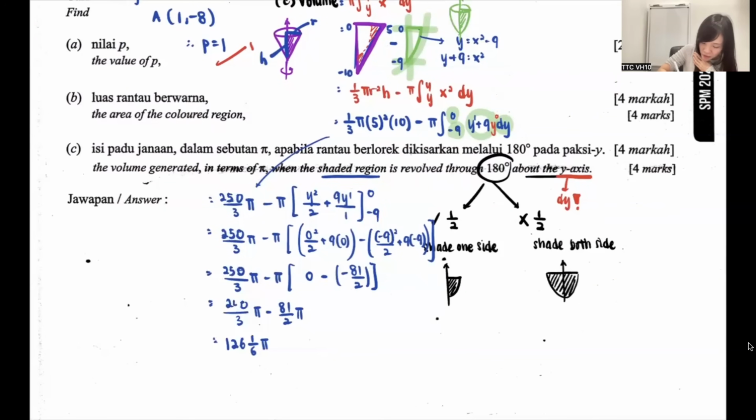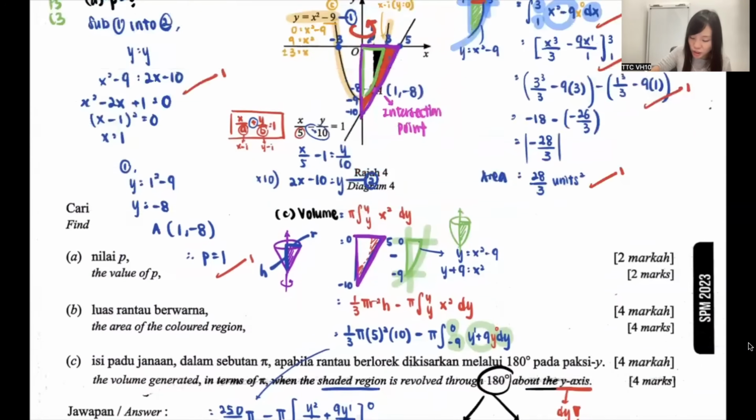250 over 3 minus 81 over 2. Make more sense. I remember not so big. 42 5 over 6 pi. Again. So guys, I got this. Don't stop there, please. This is not the answer, because I want to find the volume when they turn 180 degree. Correct? So guys, now look at it.